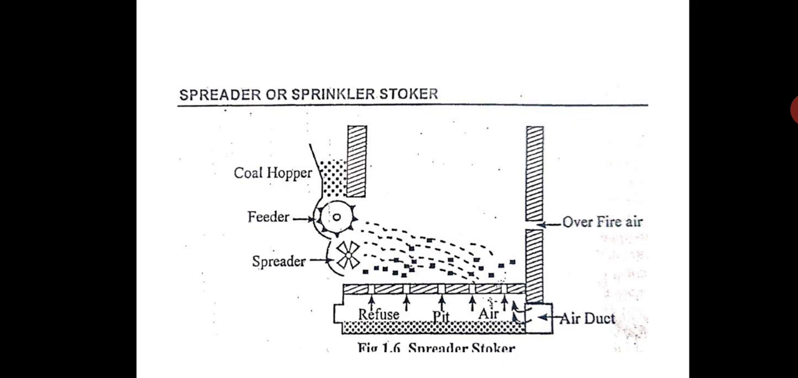In the spreader stoker, coal from the hopper is fed on a rotating feeder, which in turn feeds the spreader or sprinkler. So this is the spreader stoker, and the advantages of a spreader stoker are that its operation is simple and economical. A wide variety of low quality coals can be burnt successfully, and preheated air can be used for improving the efficiency of the operation.